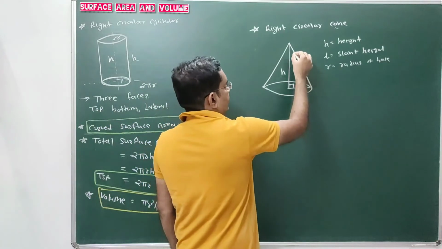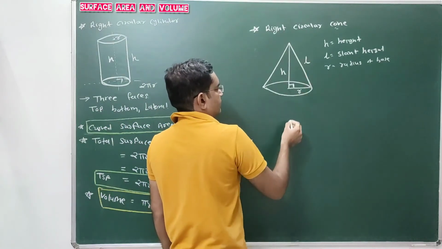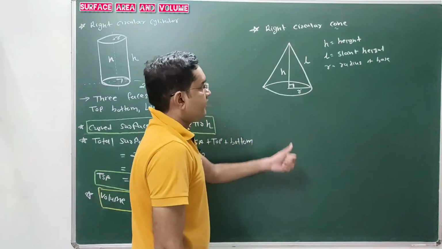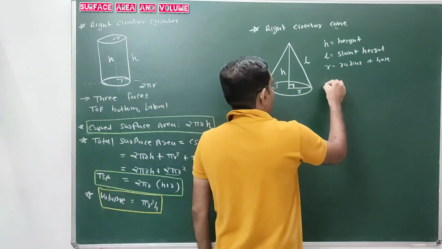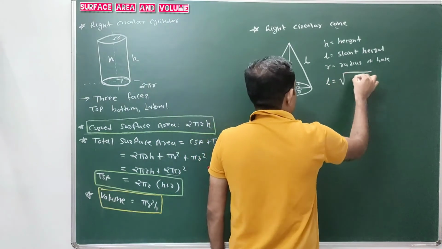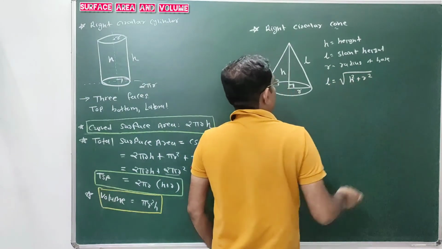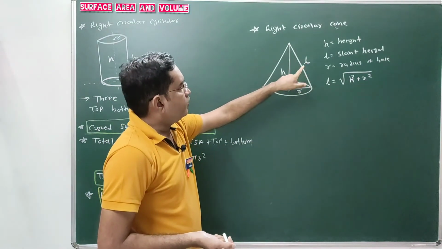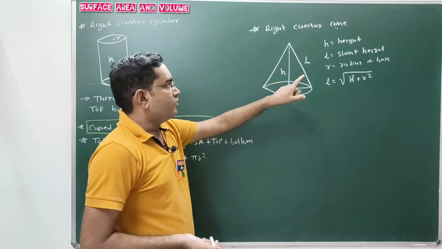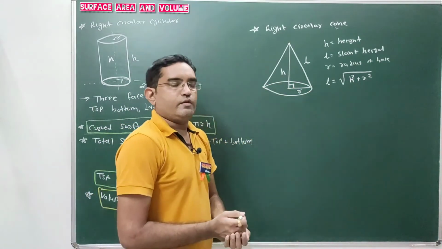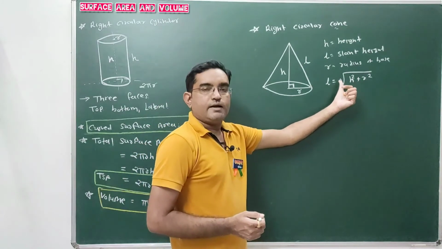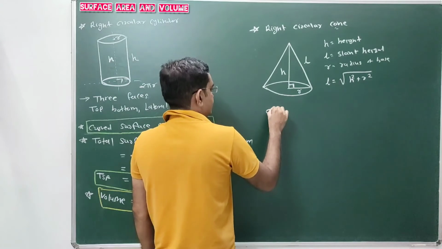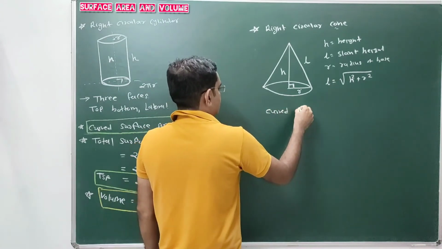And here for this triangle we can apply the Pythagoras theorem. Here h and r are at 90 degrees and l, that is the slant height, works as the hypotenuse. According to the Pythagoras theorem, l square equals h square plus r square. So l equals square root of h square plus r square. That is the formula to find the slant height l. Done. First formula. Second formula is curved surface area.